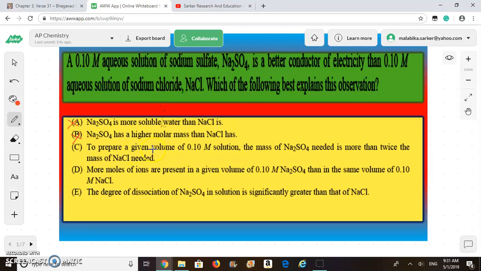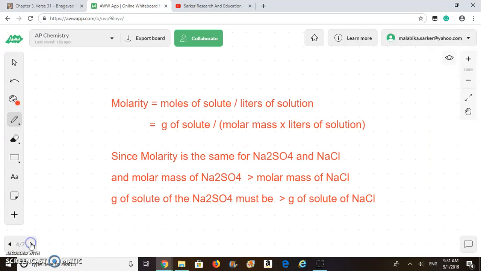Now C. To prepare a given volume of 0.10 molar solution, the mass of sodium sulfate needed is more than twice the mass of sodium chloride needed. Let us look at that. So molarity means moles of solute over liters of solution. What is moles of solute? It is the mass in grams of the solute divided by the molar mass. So molarity means grams of solute over molar mass times liters of solution.